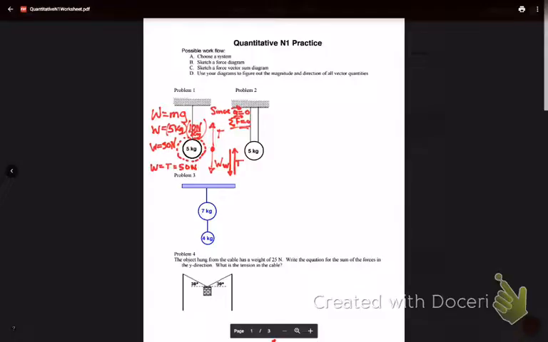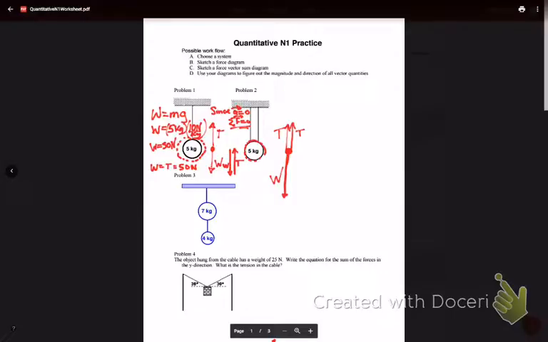Problem 2 works a little differently. Problem 2, I got 2 ropes straight up, right? Here's my object, my system. My system is still the 5 kilogram mass, right? But my weight should be both of those vectors combined. So my weight, it hasn't changed. My weight is still 50, but now I have 2 ropes, right?